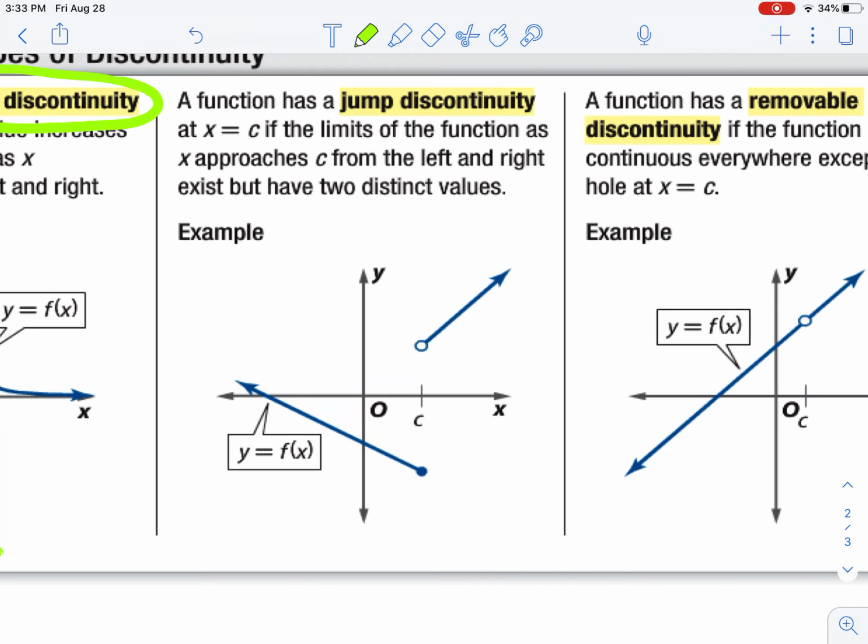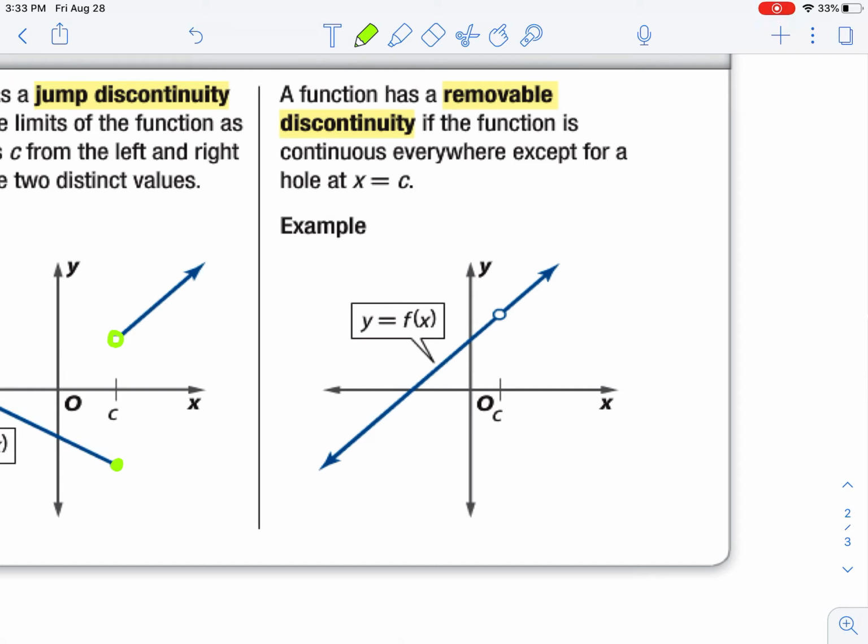This type of discontinuity, notice it's not continuous because I draw this piece and I have to pick up my pen to draw this piece. This type of discontinuity is called a jump discontinuity. So if you notice, your graph jumps from one y value to another y value.